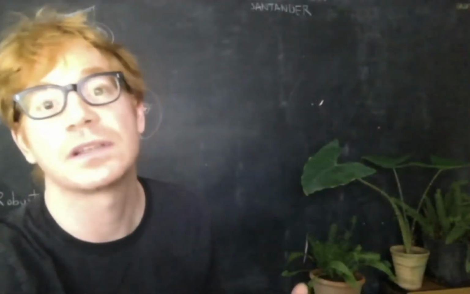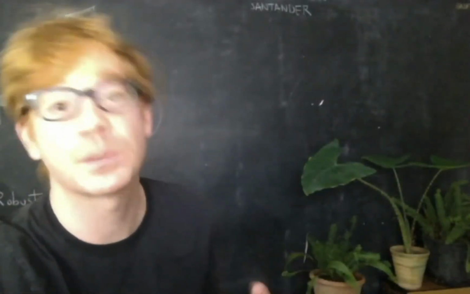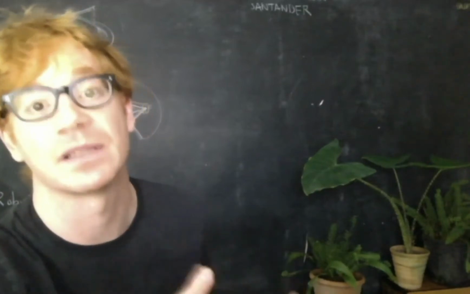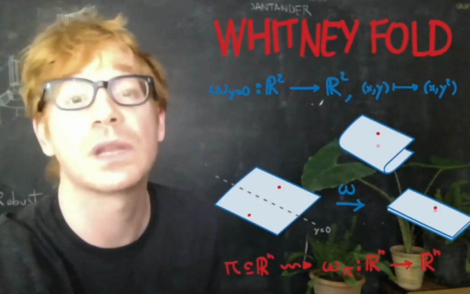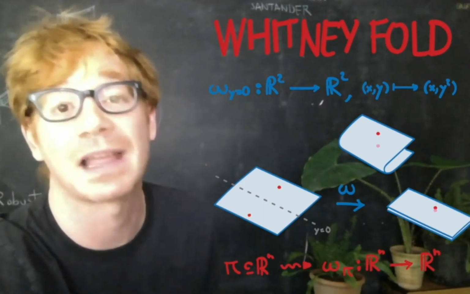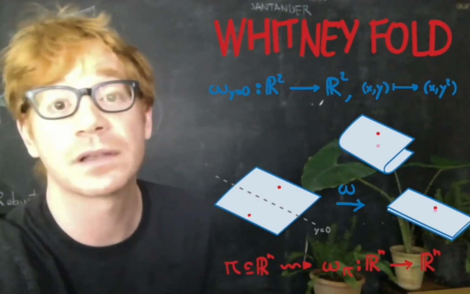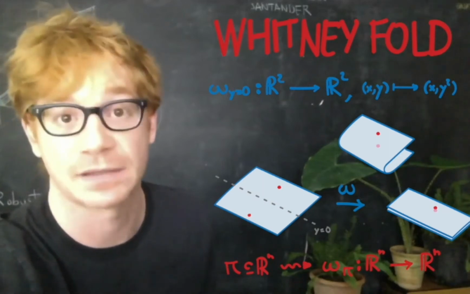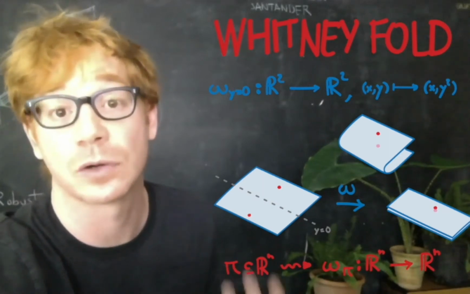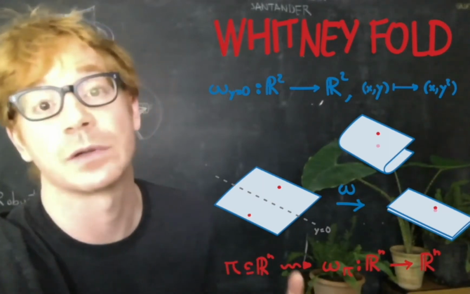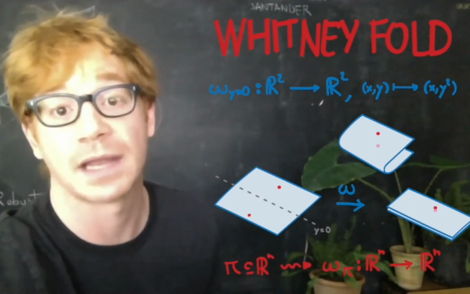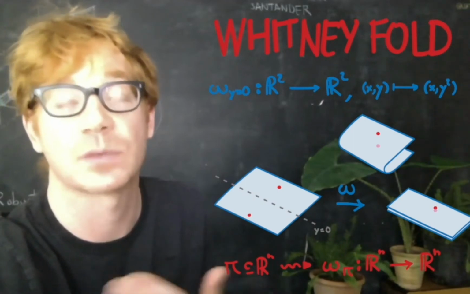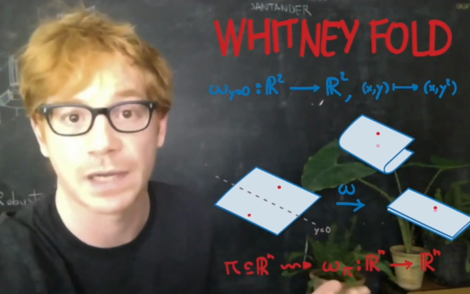Now let's see what these folding mappings are. First, we need to understand what it means to fold the ambient space. This is done by means of the Whitney fold. The Whitney fold is a mapping from Rn to Rn that takes a point and it squares one of its coordinates. If that coordinate is called y, this corresponds to folding the space with respect to the y equals 0 hyperplane. And then it identifies the points (x, y) and (x, -y).